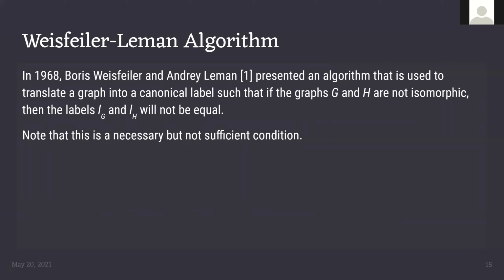translating a graph into a canonical label such that if two graphs are not isomorphic, then you are sure to get two labels which are not equal. And the idea is exactly this one, that is, given two graphs, with the Weisfeiler-Lehman algorithm we can assess if they are not isomorphic, but if we end up with the same label, we cannot say anything about them.